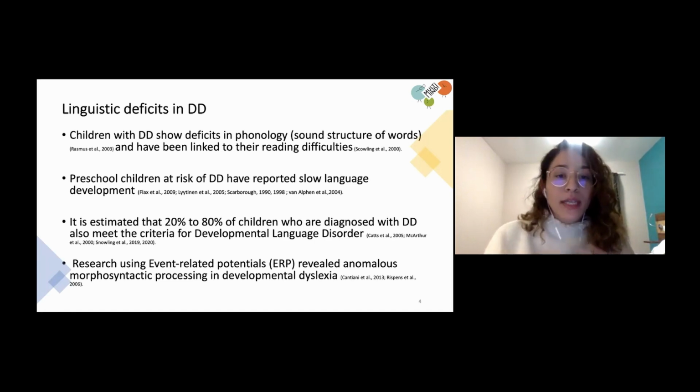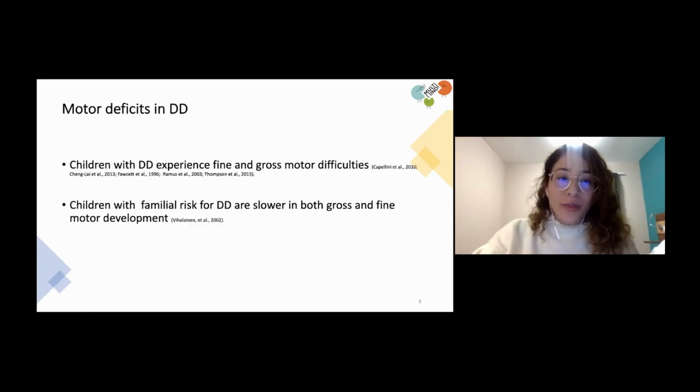And studies have suggested that individuals with dyslexia have difficulties with the retrieval of implicit grammatical rules, and this could contribute to the differences in brain activity that we observe between adults and children with dyslexia versus typical controls. So these are generally some of the language deficits that we observe in individuals with dyslexia.